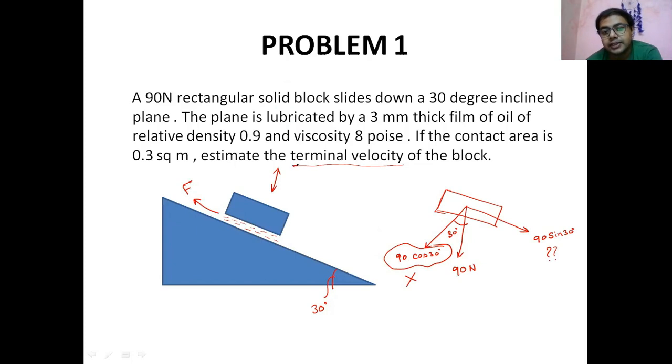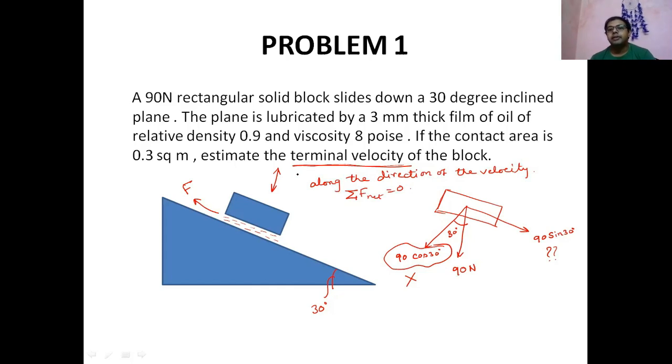The concept of terminal velocity comes along the direction of the velocity. Along the direction of the velocity, the net force is 0. So it is a uniform velocity, with no change of velocity. Whatever velocity you get when the net force becomes 0 is known as the terminal velocity. That is the concept of terminal velocity. So here you are asked to find the terminal velocity of the block.